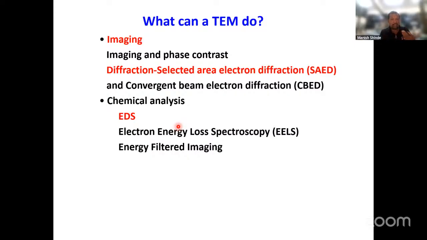Then there are other informations that are obtained, like convergent beam electron diffraction data, and chemical analysis, like EDS, energy dispersive spectroscopy, which we also saw in SEM. Similar information is obtained in TEM also. Then there is another technique called electron energy loss spectroscopy (EELS). This spectroscopy gives information like XPS, X-ray photoelectron spectroscopy, the kind of binding energy information you get there, we get here.